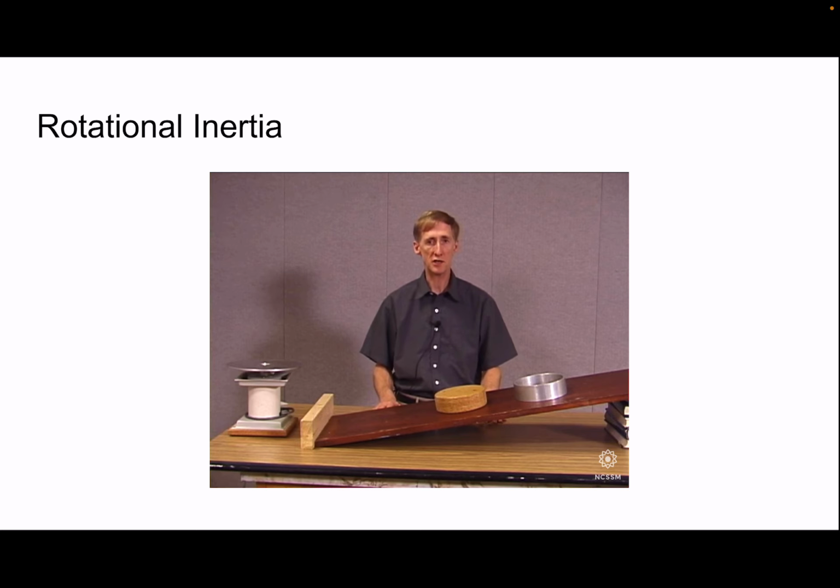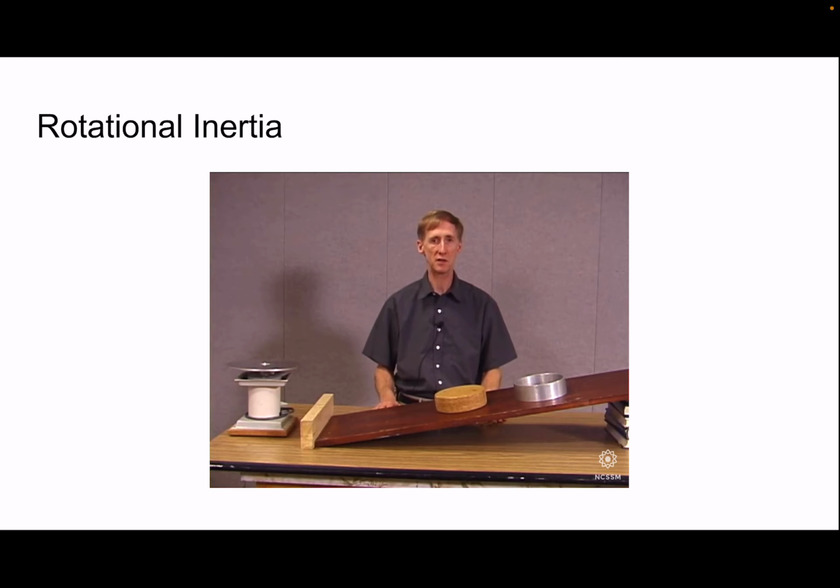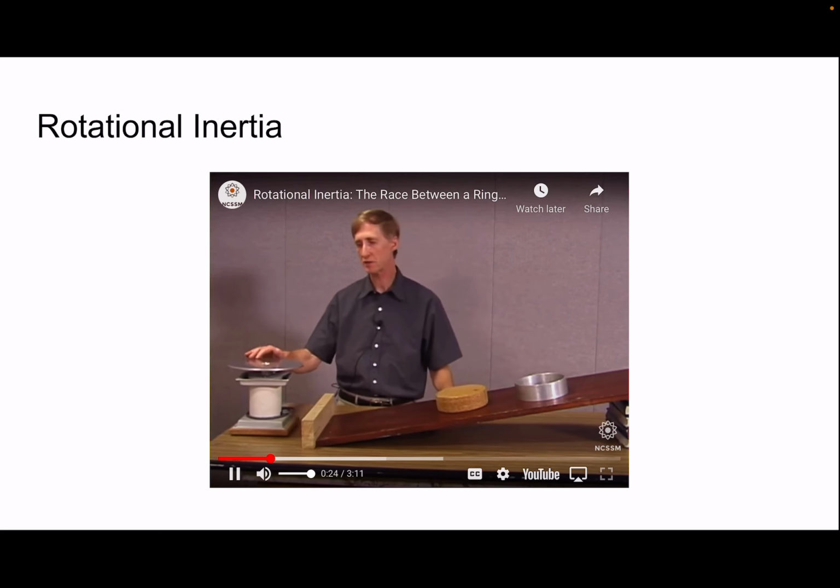Now, to review, rotational inertia is the property of an object that deals with a resistance to a change in its state of rotational motion. We know that this depends upon the mass of the object and the way that mass is distributed from the axis of rotation. For the first demonstration, let's look at this aluminum disc.